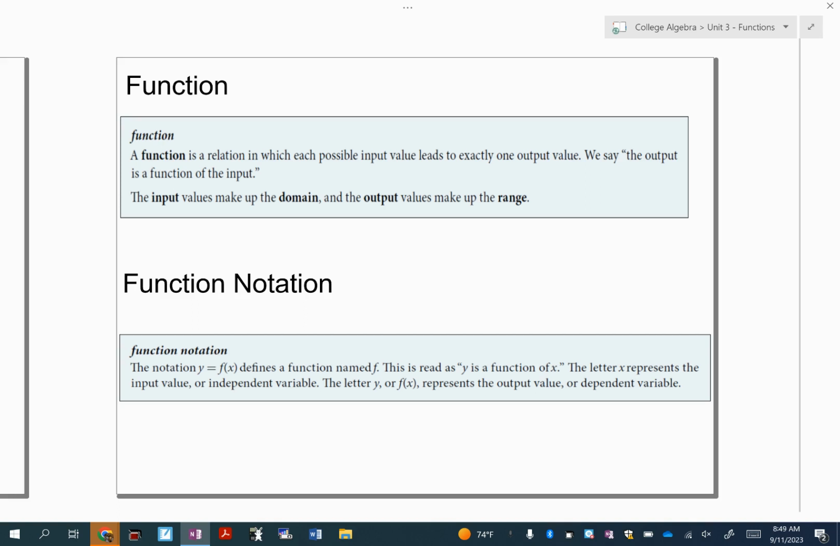Hopefully you remember the words domain and range. Not as important in today's lesson, but in the next lesson, we'll be talking about how to find and how to write the domain and range of functions. All right. Function notation just refers to that f of x, so f, parentheses, then x. And we don't say f times x, we say f of x.